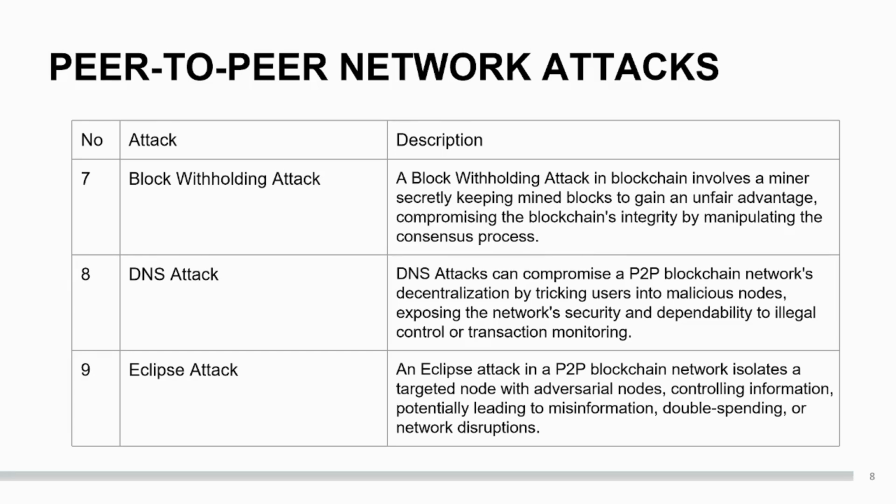DNS attack can compromise a decentralized P2P blockchain network by tricking users into malicious nodes, exposing the network security and dependability to illegal control or transaction monitoring. An Eclipse attack in a P2P network isolates a target node with adversarial nodes, controlling information, potentially leading to misinformation, double spending or network disruption.